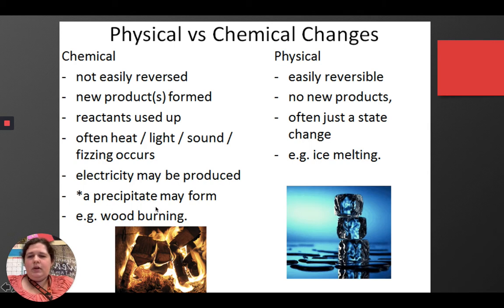Those are chemical changes. Wood burning is an example of a chemical change. So I can't get those logs back. Once they're burned, they're gone. You can't turn ash back into wood. It produces a lot of heat, a lot of light. You can hear the crackling. You could probably harness some of that heat to create electricity if you wanted to.